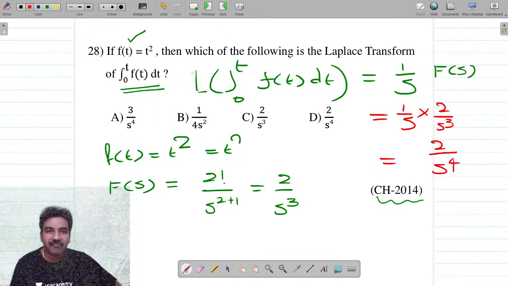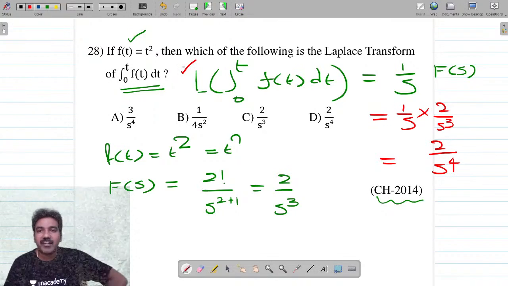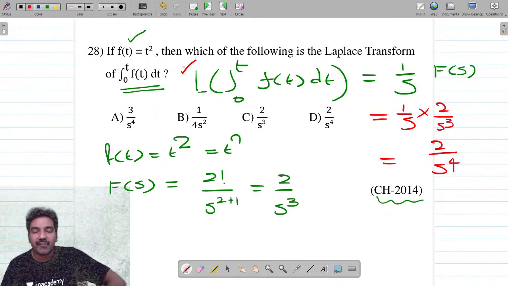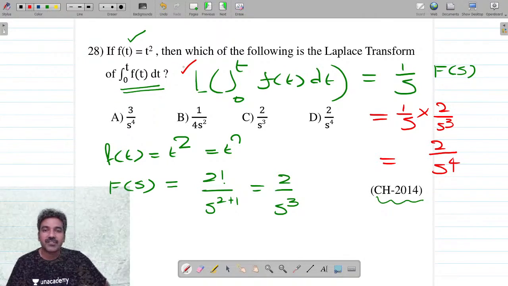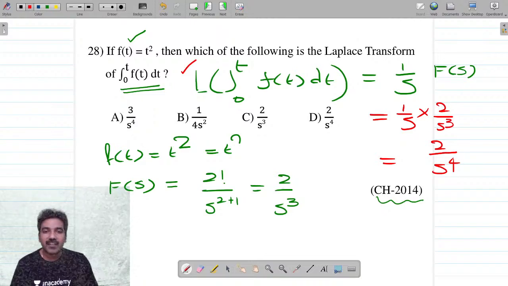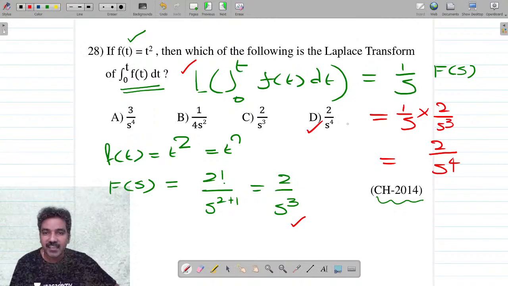This is a direct formula. Laplace transform of integral 0 to t small f of t dt is 1 by s into capital F of s. What does capital F of s denote? Laplace transform of small f of t. So that is 2 by s cube. Multiply with 1 by s, you will get 2 by s power 4. So option D is the right answer.